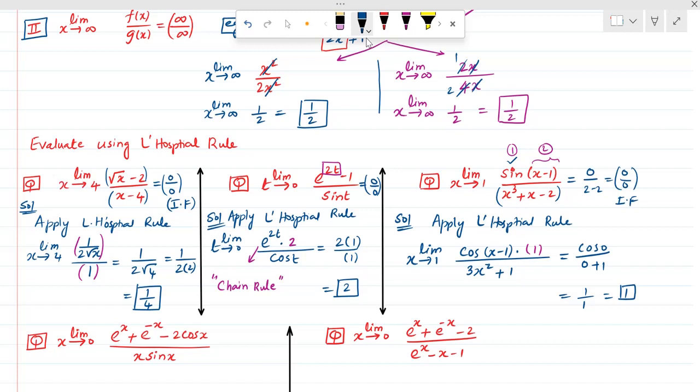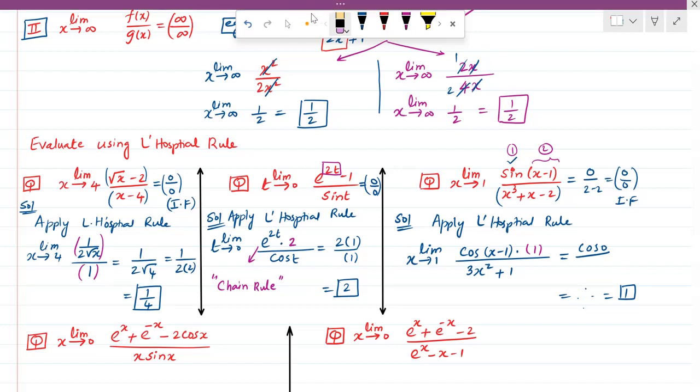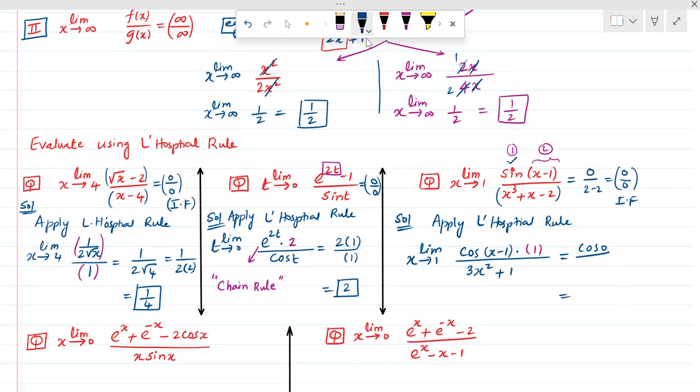One second. So here you have to substitute the limit as 1, not as 0. Therefore, you will have the limit x approaches 1. Therefore, 3 times 1 plus 1, which is equal to cosine 1 over 4. So 3 plus 1 is 4. So 1 over 4 is the correct answer.